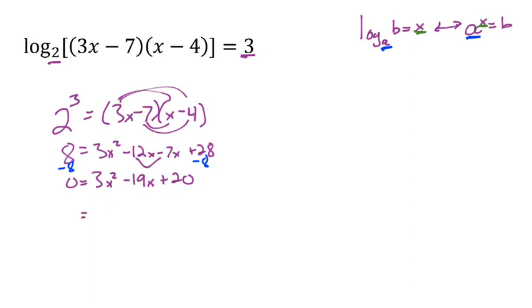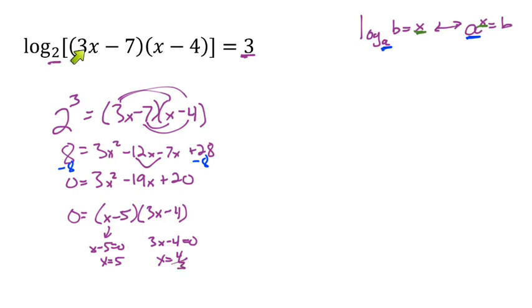But whenever I factor this, I get x minus 5 times 3x minus 4 equals 0. And so whenever I solve that, we have x minus 5 equals 0 and 3x minus 4 equals 0. If I solve this by adding 5 to each side, you get that. To solve this, I'm going to add 4 to each side, and then divide by 3. So we have two solutions, and if I come back up here, I don't think either of these solutions would result in us having the log of a negative.